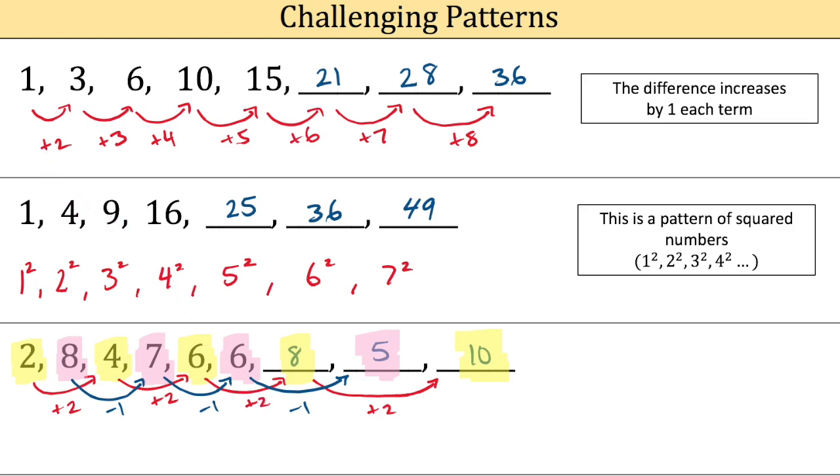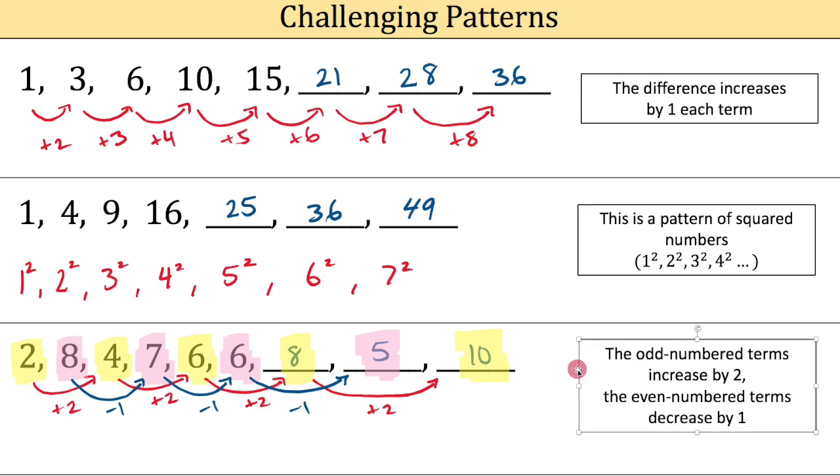Now, how would you describe this pattern? So you could come over here, and this is how you could describe it. The odd numbered terms increase by 2, and the even numbered terms decrease by 1. So what I mean by that is that this is term 1, this is term 2, this is term 3, this is term 4, this is term 5, this is term 6. So if we look at our odd ones, 1, 3, 5, they're the ones that are plussing by 2. If we look at our even ones, 2, 4, 6, they're minusing by 1. So that's what that explanation means there.